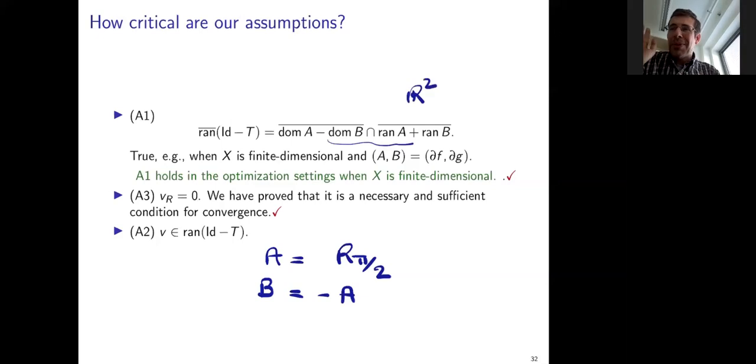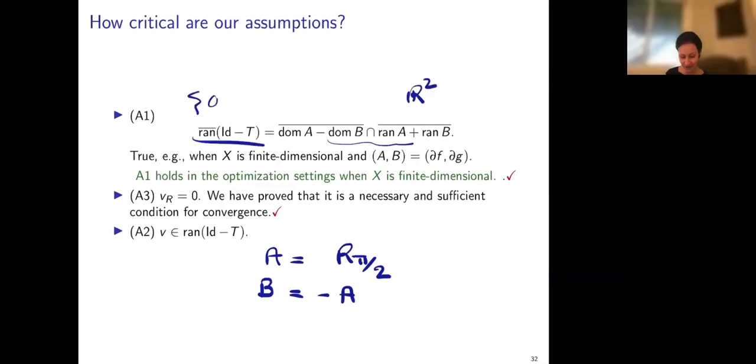We don't have to go into the details. And this one is actually a singleton. This is what I wanted to say. Everything is computable, so you can show that this is just 0, and you can show that this is the entire space. So this fails. That's why you need subdifferentials.